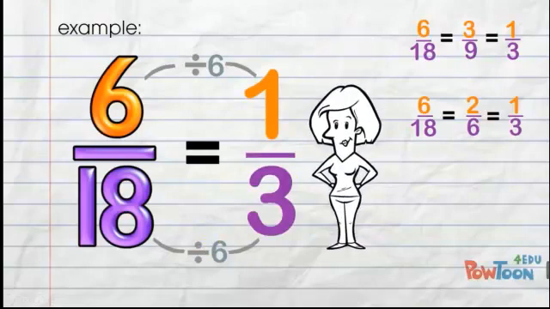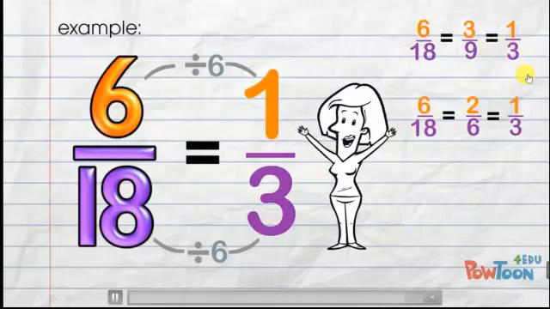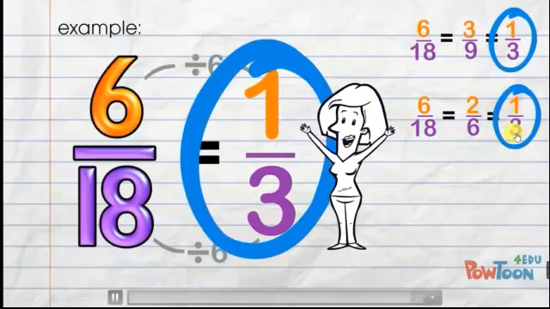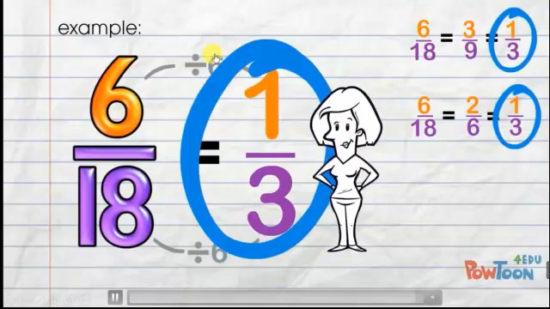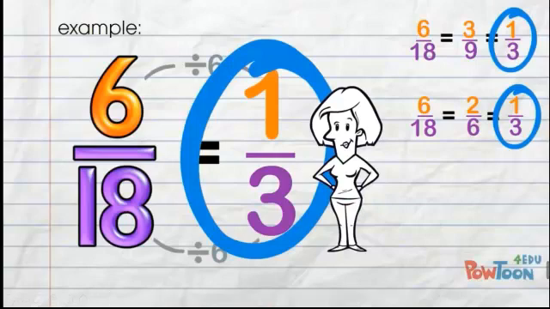As you can see here, we got the same result. When we divide by 2, we got 1/3. When we divide by 3, we also got 1/3. And when we divide by 6, we also got 1/3. We will get the same answer no matter what I divide by, okay?